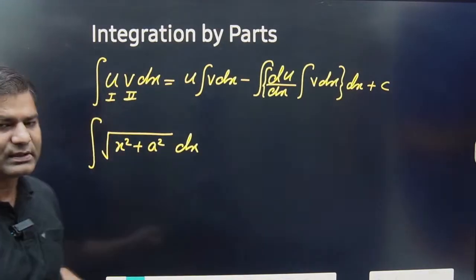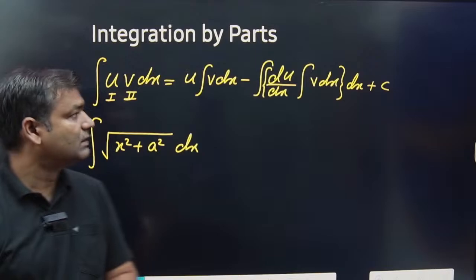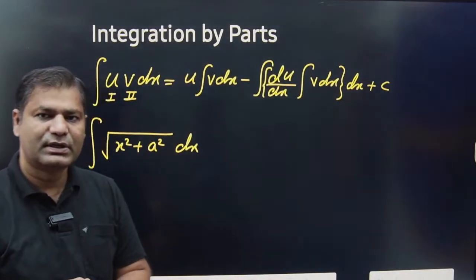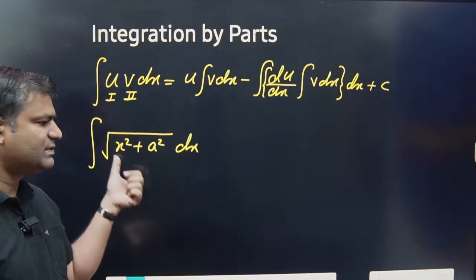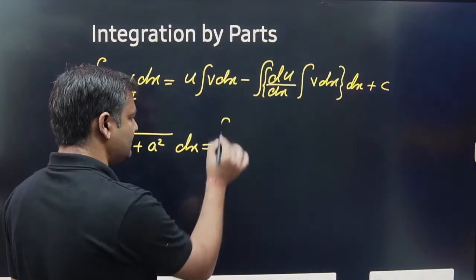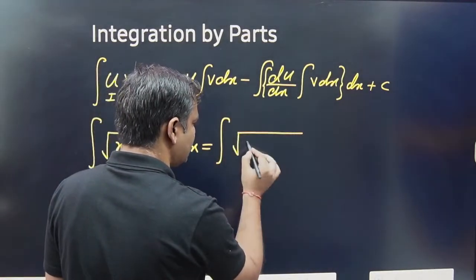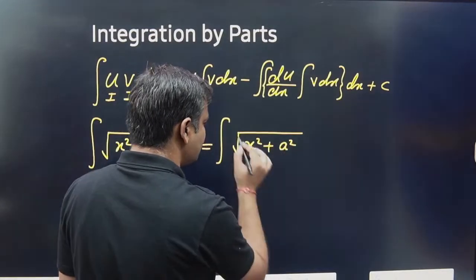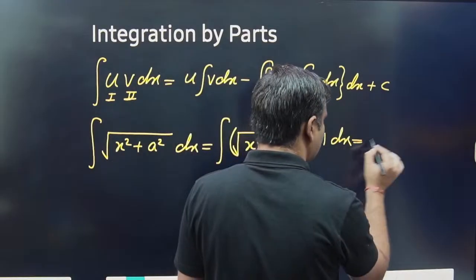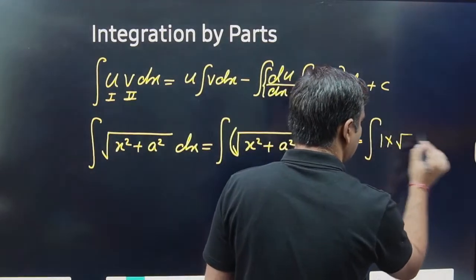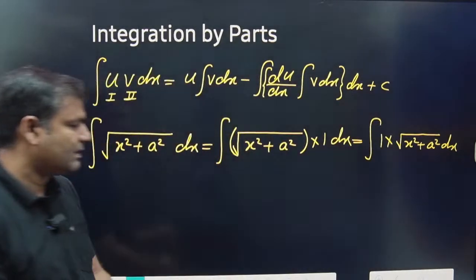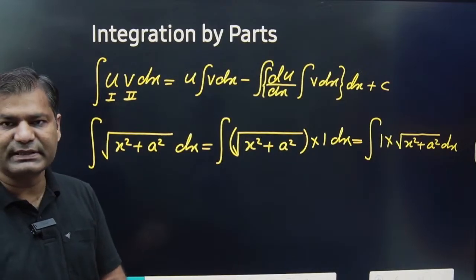integration of x square plus a square, how can I apply this formula? Simply you can say there is only one function, but this formula is developed corresponding to a function. And what about integration of this one? I don't know. So how can I apply it? Simply this one is also written as under root of x square plus a square into 1 into dx. Someone says, sir, I am focused on 1 into under root of x square plus a square into dx. Which one do we take as first function, which one as second function?